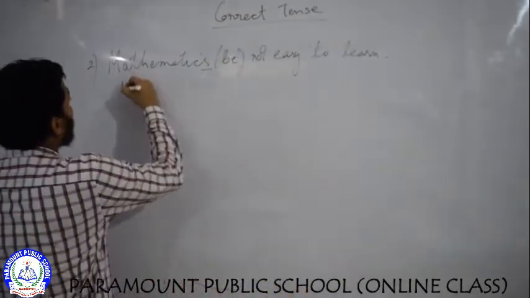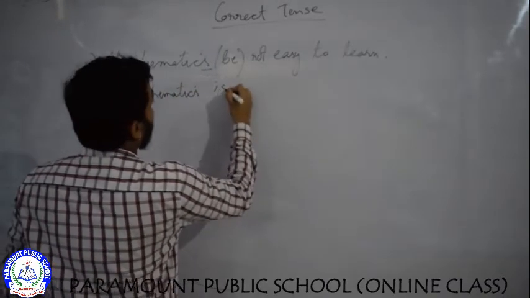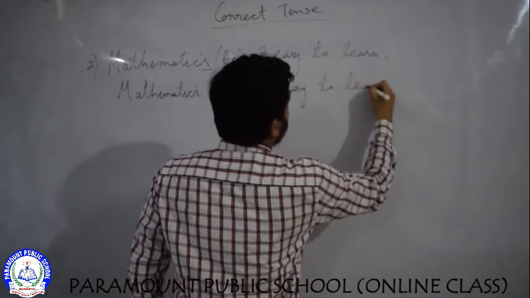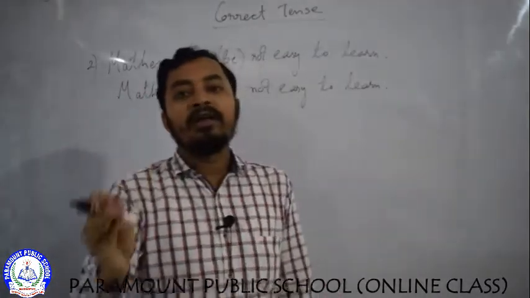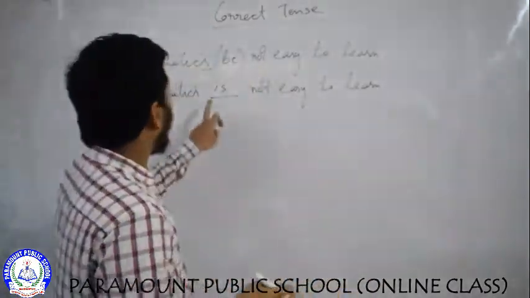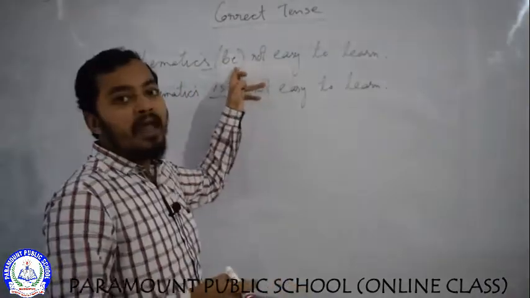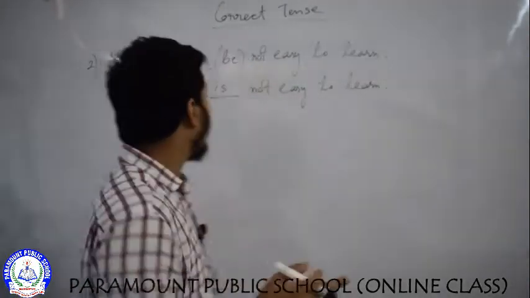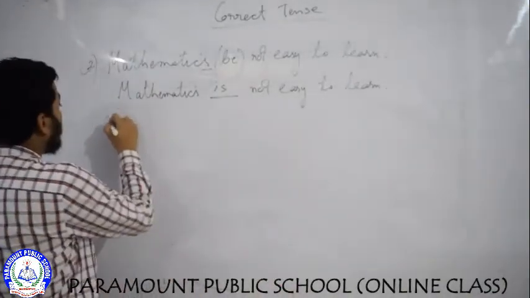So here again I shall write: mathematics is not easy to learn. Why is? Because mathematics, news, politics, wages are singular nouns and they take singular verbs. The present forms of the be verb are am, is, are, so I write is. Past forms were was, were, past participle been. So mathematics is not easy to learn. Hope you are clear. Let's move to sentence number 3.